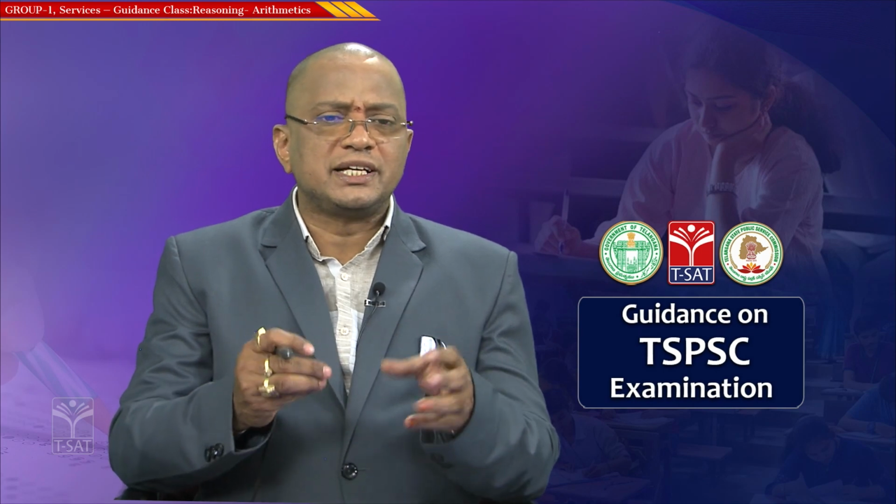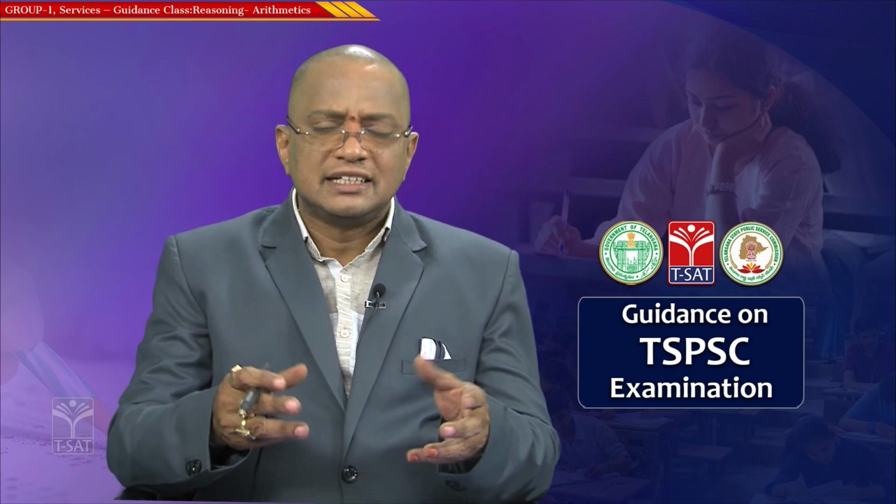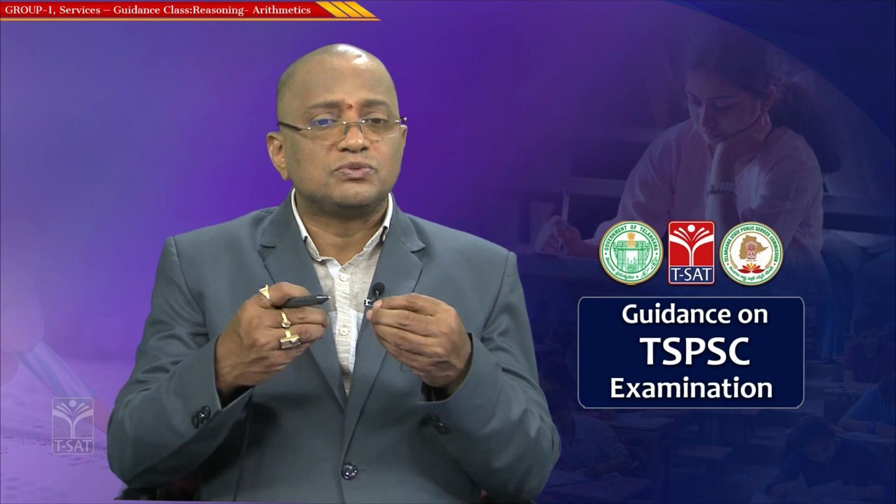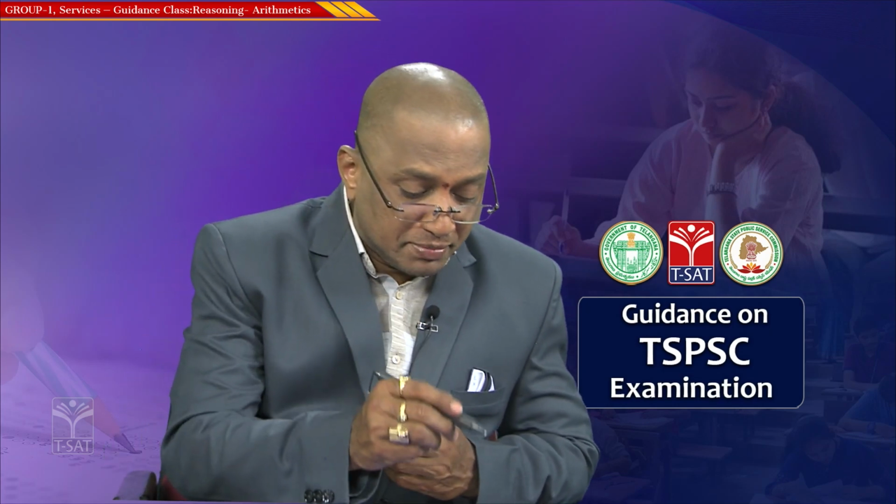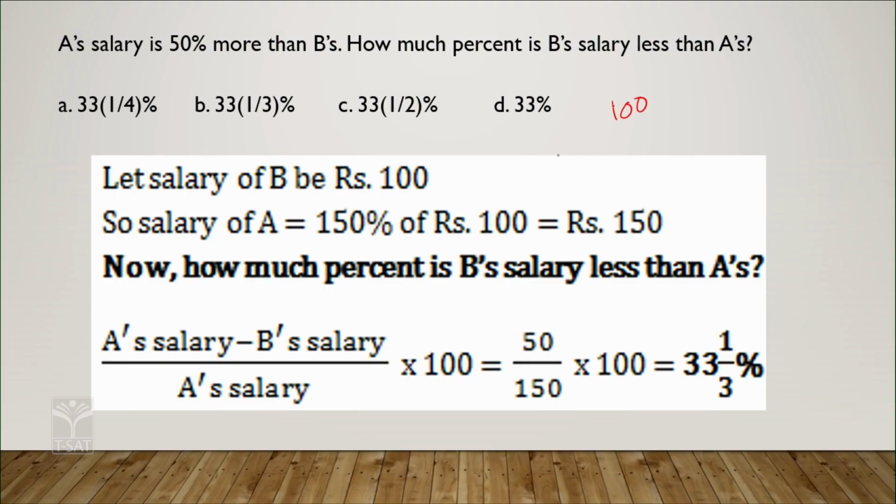So, what you have to simply say, if B's salary is 100, then A's salary is 150 rupees. Is it clear? Then by how much percentage is B's salary less than A's? So, you have to take the difference. B's salary is 100, A's salary is 150.